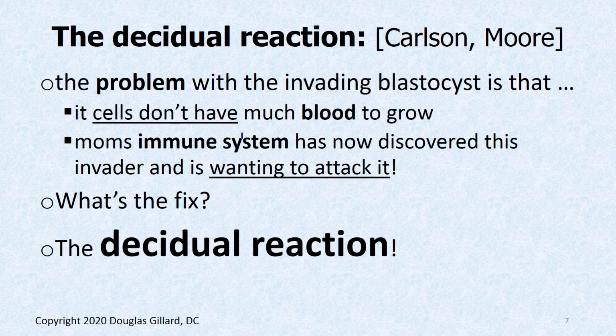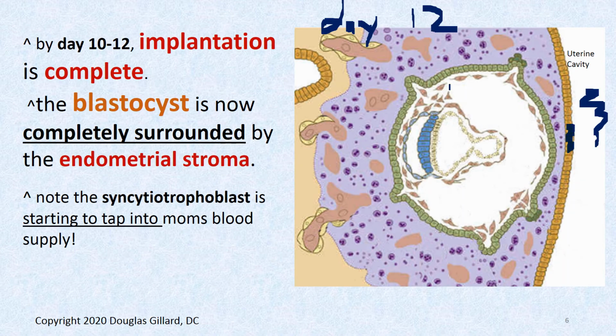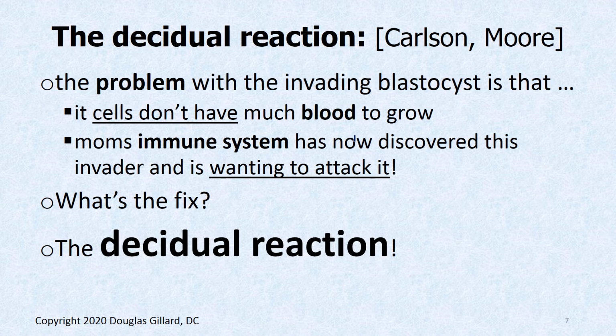So another problem is the cells don't have any blood, right? Here, this is you. This is the little human right here. That's the bilaminar disc in a weird position. But nevertheless, there's no blood supply. Even the syncytial trophoblast cells don't have any blood. They're starting to tap into mom's capillaries and get a little bit of blood. So we need to overcome those problems. So how do we do that?